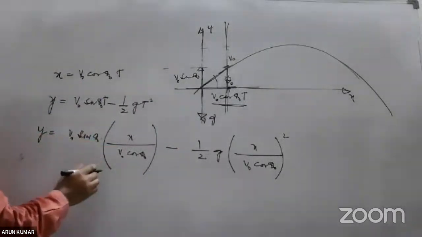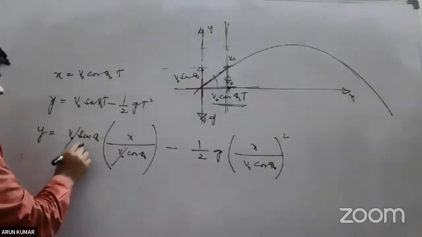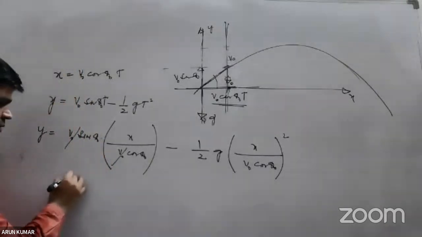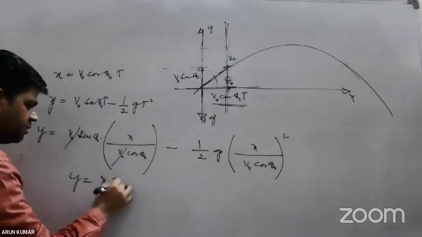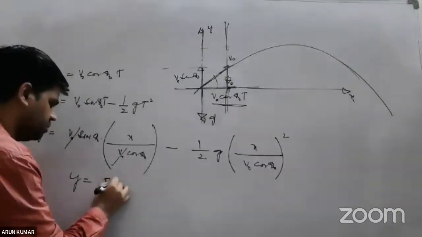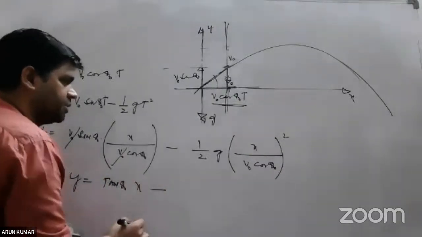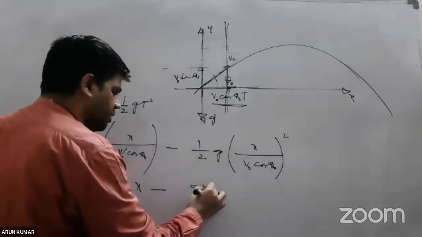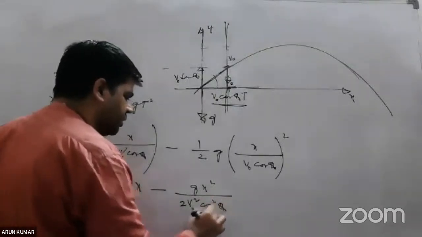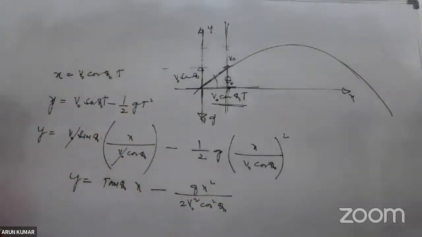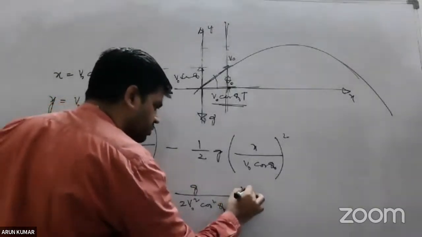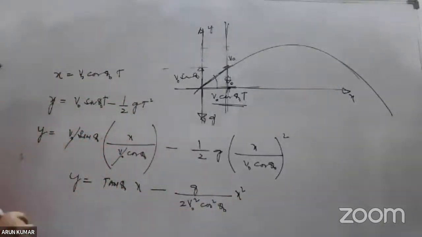Okay, that's okay. Now look at this. I'll further simplify this. v naught is getting cancelled out here. It is becoming sin theta by cos theta, which is tan theta. So I'll have y is equal to tan theta into x minus g x square by 2 v naught square cos square theta. Is it okay? Yes, sir.